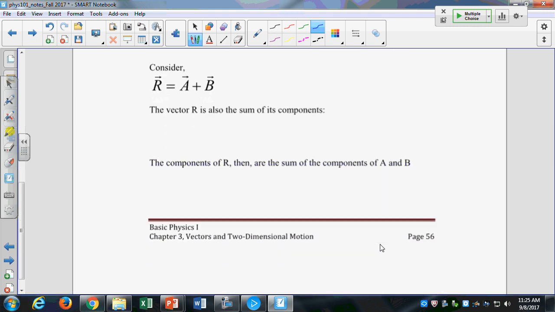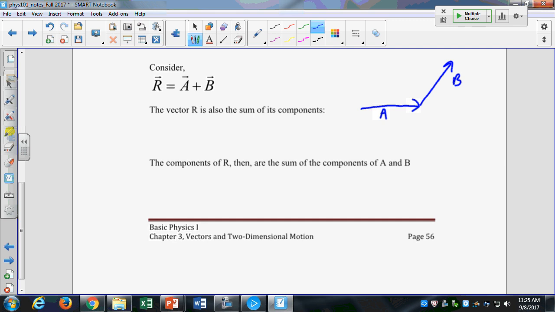Let's look at this. So I have two vectors I want to add, A and B. Pull out your colored pencils. Let's say that the vector A is here, and the vector B is here.